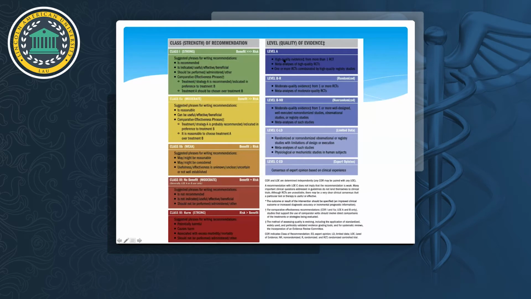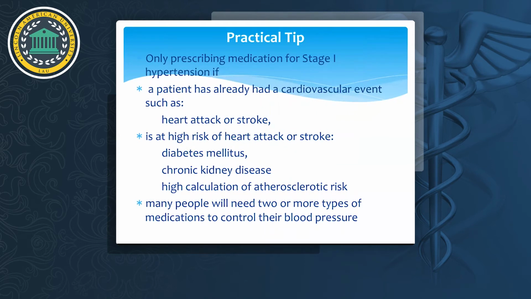Level of evidence is high when it has been proven by high quality randomized controlled trials that this treatment or this recommendation is going to help. Again, which I discussed with you, practical tips. You prescribe medication for stage 1 hypertension only if a patient has already had a cardiovascular event, a history of heart attack or a stroke, or is at high risk because of diabetes, chronic kidney disease, or has more than 10% risk estimation as per the ASCVD calculator.